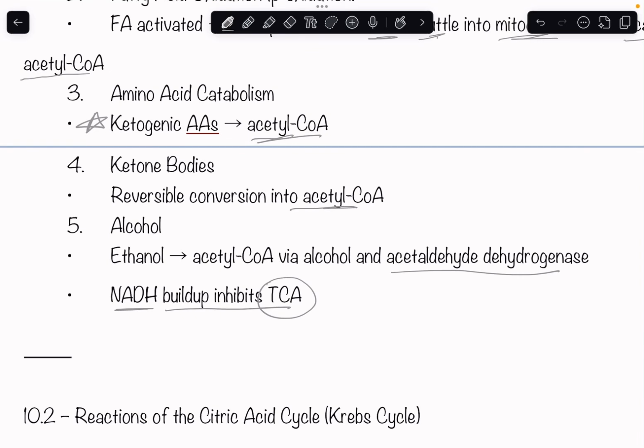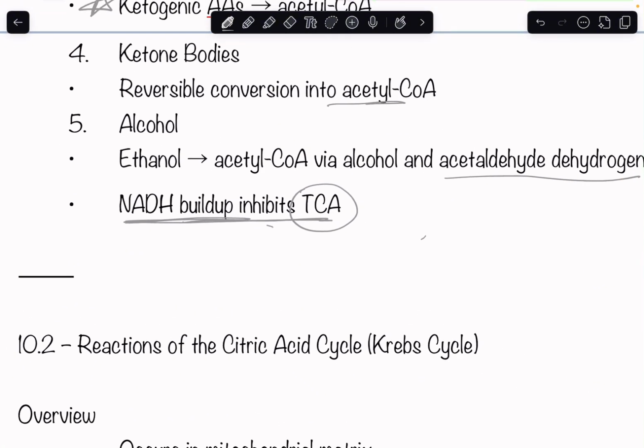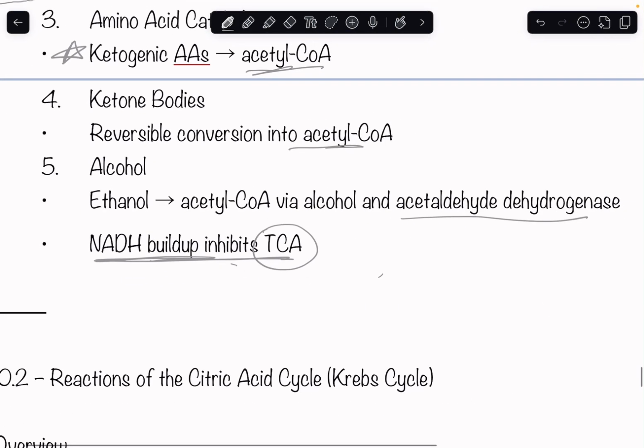Last but not least, we're going to talk about how alcohol can turn into acetyl-CoA, and this happens via the acetaldehyde dehydrogenase complex. This also inhibits the TCA cycle. Usually when we're turning ethanol into acetyl-CoA, that happens when we need to regenerate NAD plus. When you have a lot of NADH, you're going to need to turn that into NAD plus, and to do that, we're going to need to turn alcohol to acetyl-CoA.